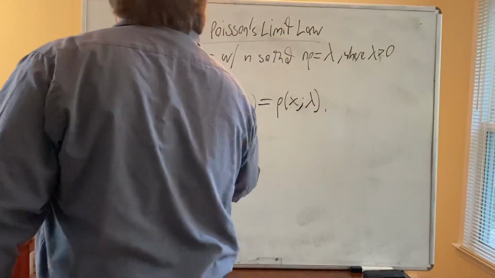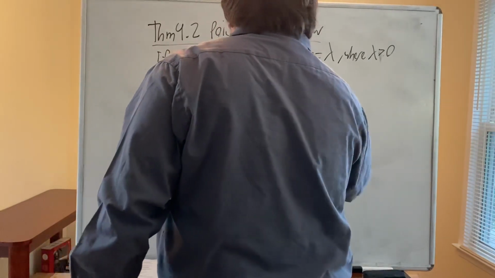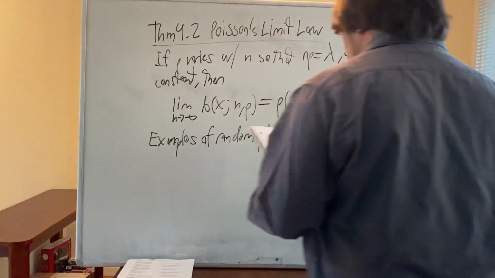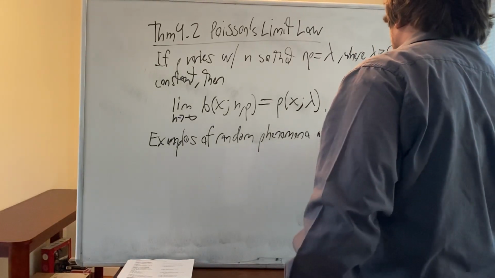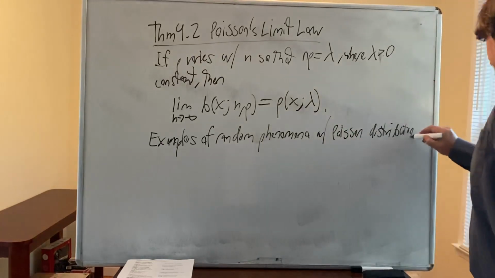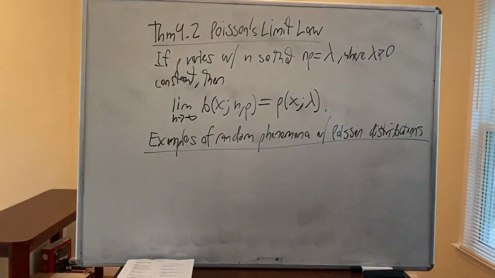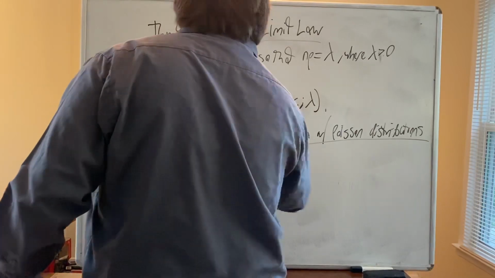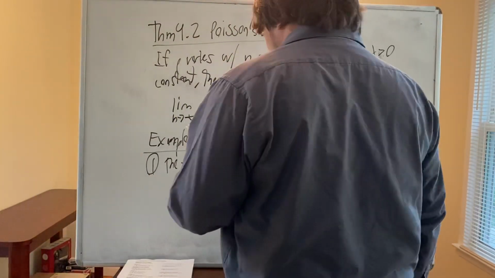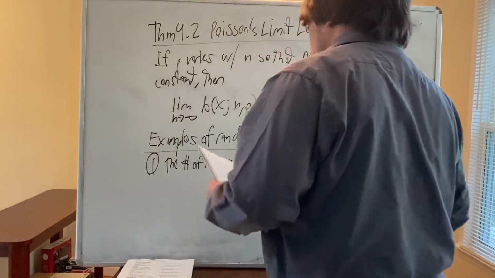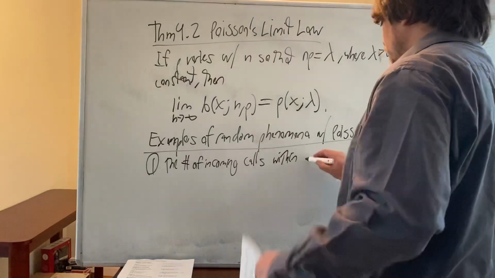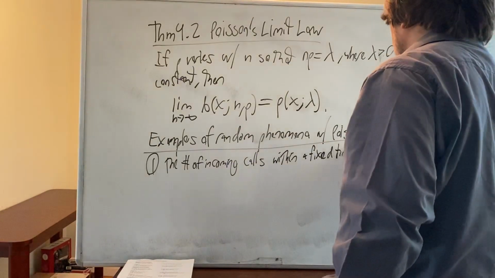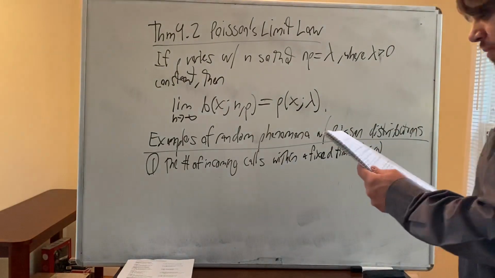So underneath that are examples of random phenomena with Poisson distributions. Okay, so examples of random phenomena with Poisson distributions. The number of incoming calls within a fixed interval of time at certain switch points.